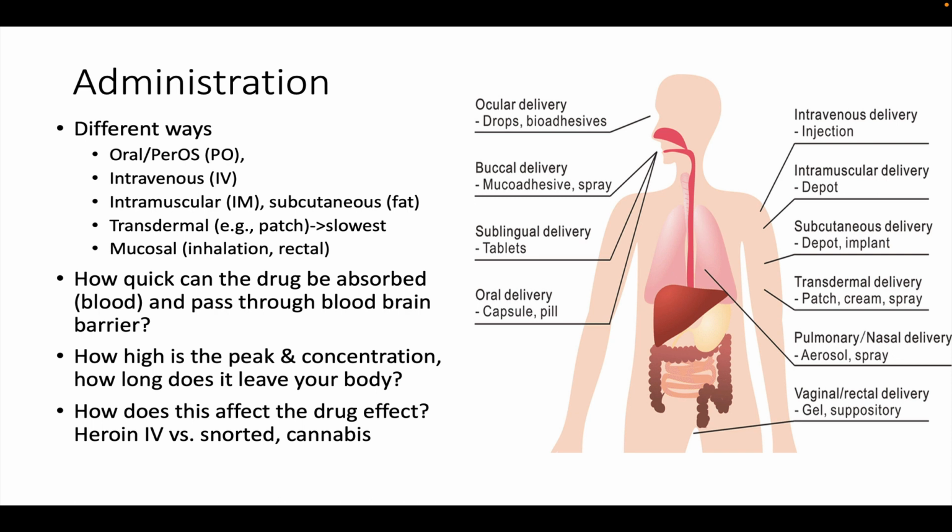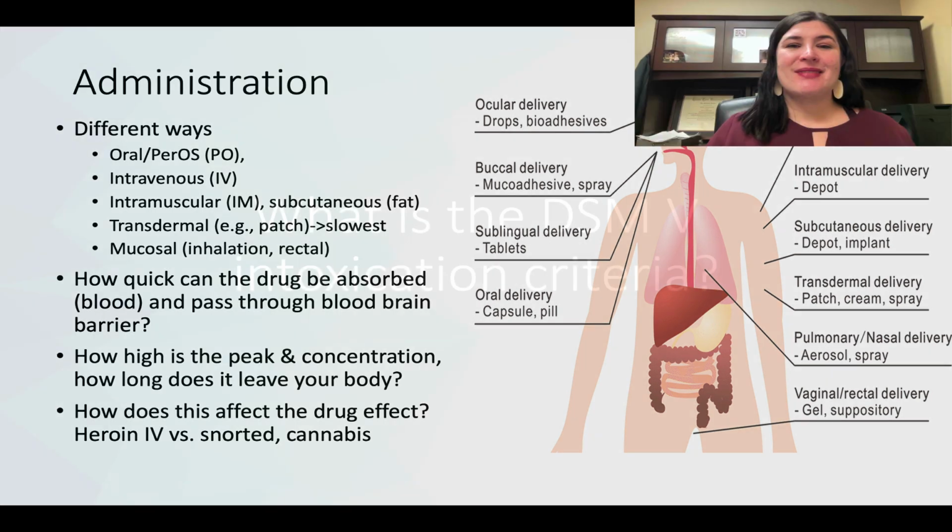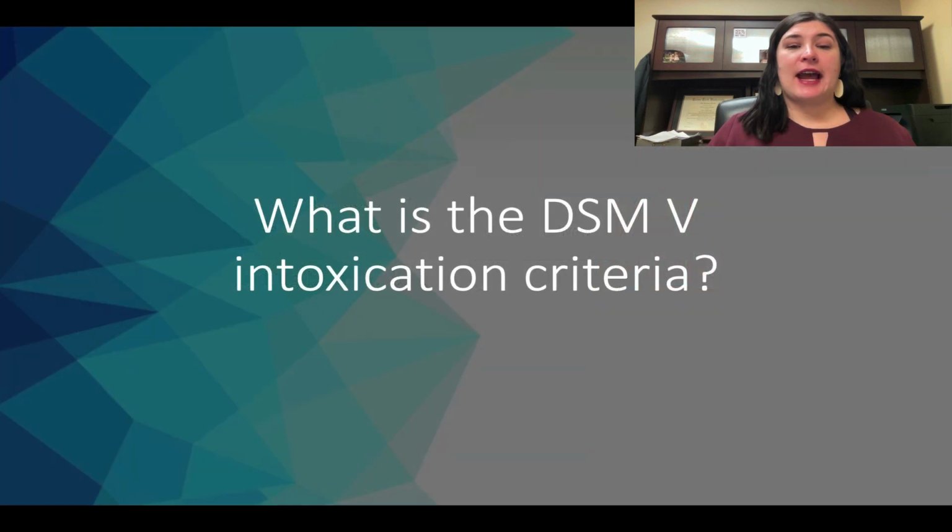This graph just shows you how all of these drugs can impact the body and how they can be administered, which again tells you how quickly it is absorbed into the blood and passes through the brain barrier. It also tells you how quick that peak in concentration is and how long it will take to leave the body. And how does this drug affect? For example, how does heroin IV affect versus snorted cannabis? Now let's take a look at what is the DSM-5 intoxication criteria.